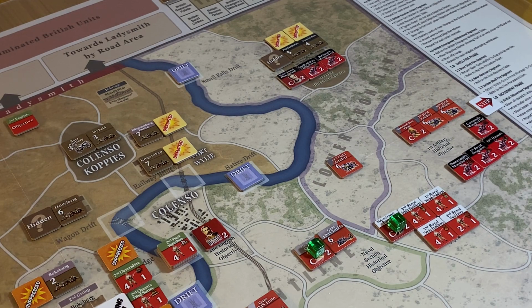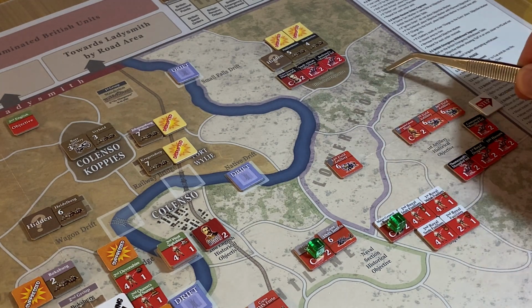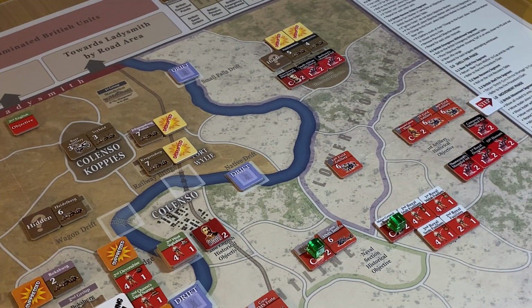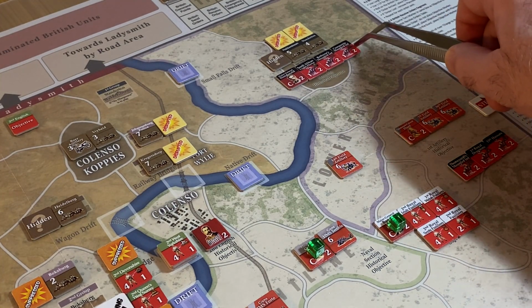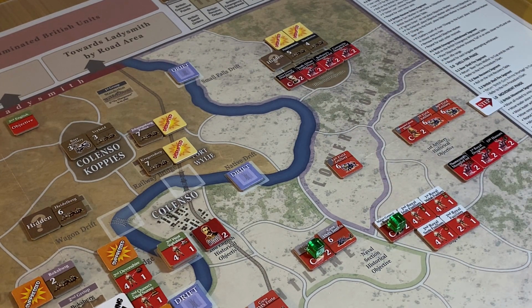Of course, we could send some of them into there and then dismount them. Is that a good idea? Again, I think you need to have played the game through to know what's best here.